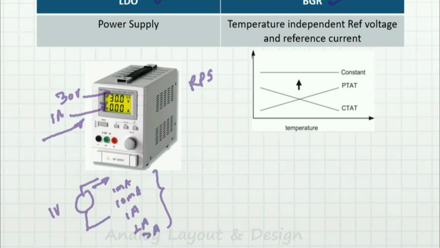But what is BGR then? BGR is basically a temperature independent reference voltage, and it can also provide some reference current.